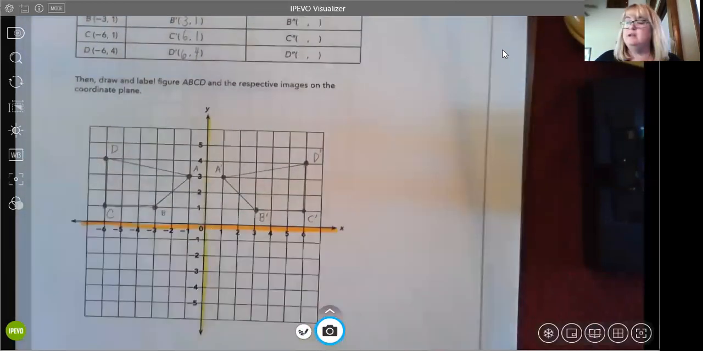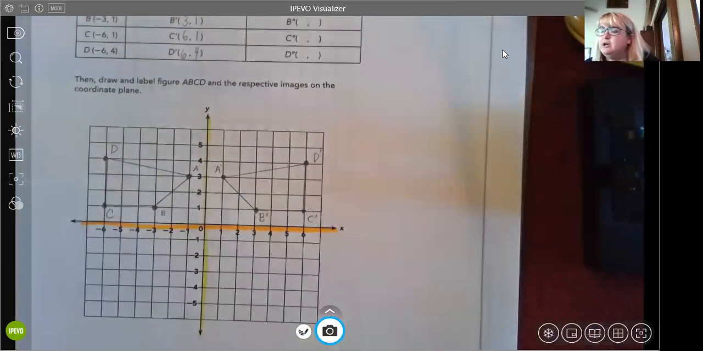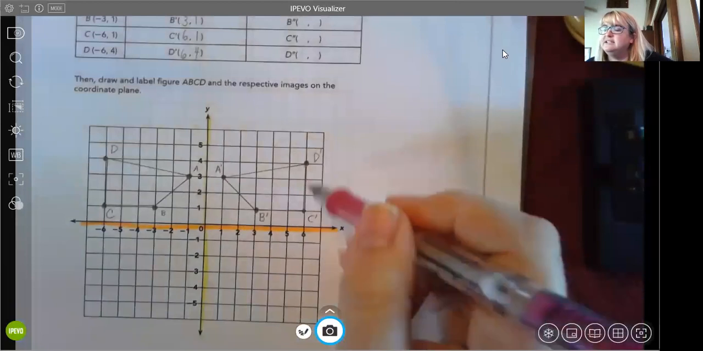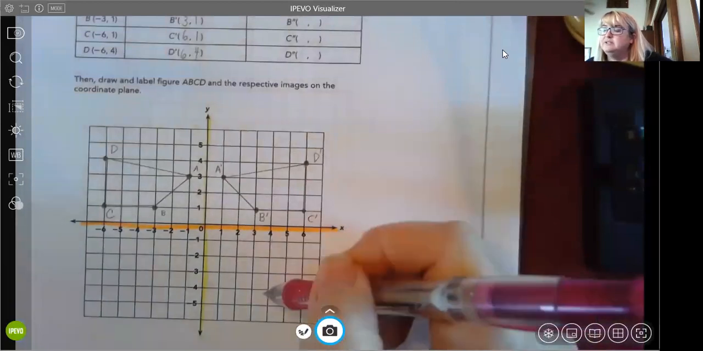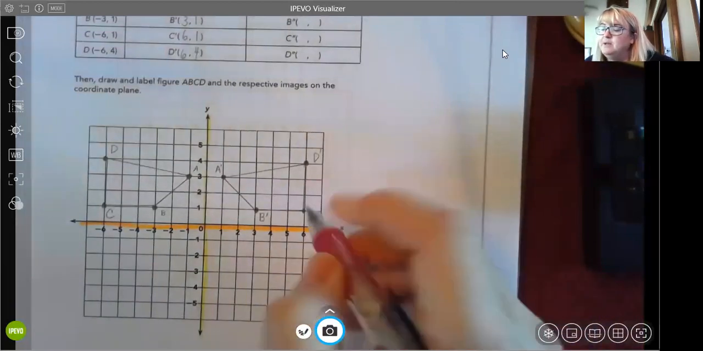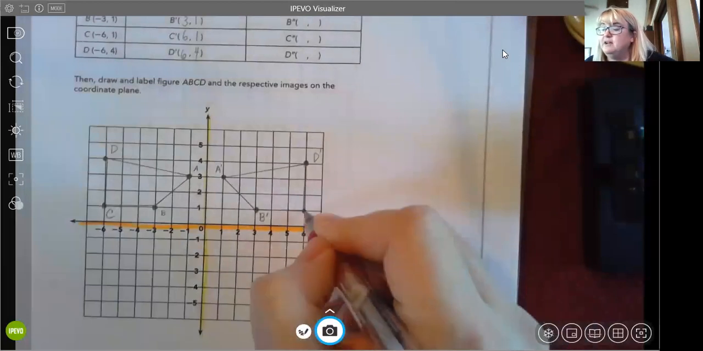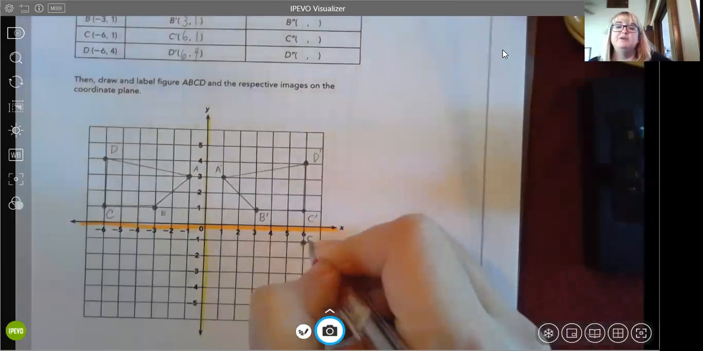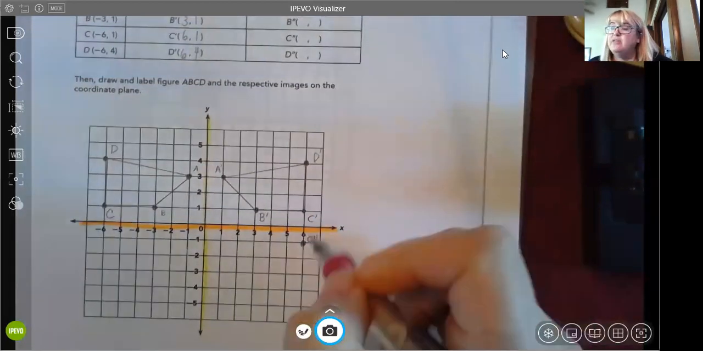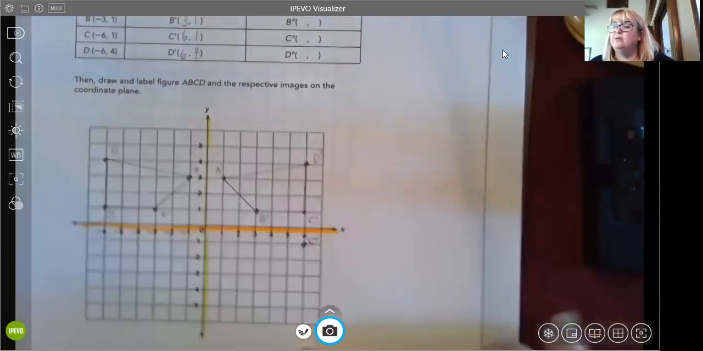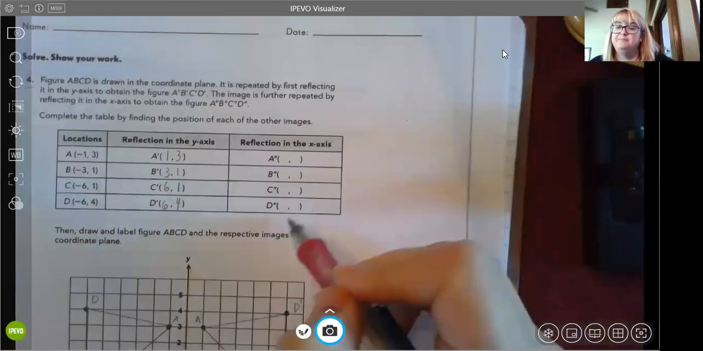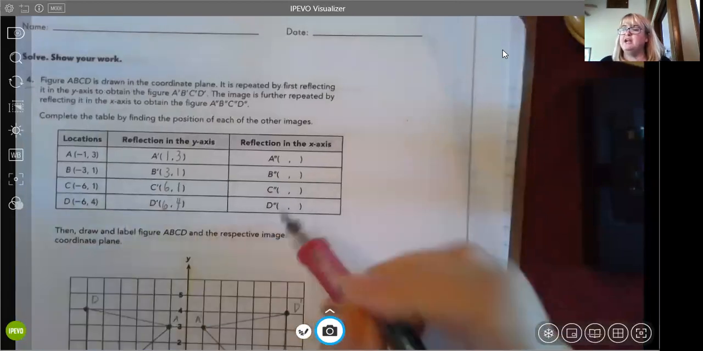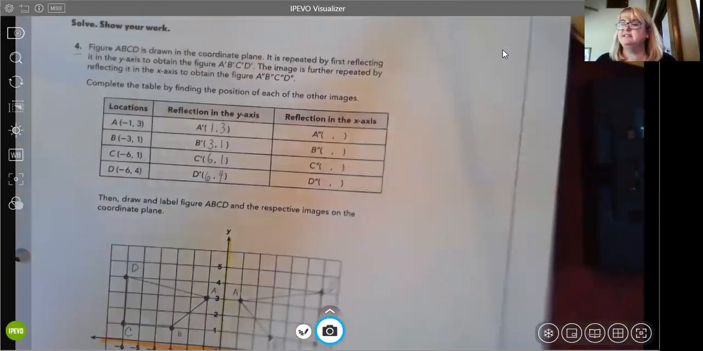So I'll get you started, but you need to finish. So we are going to reflect this down here. C single prime is 1 above, C double prime would be 1 below. So you're going to do the same thing for all the others and then write what the points are, okay? All right, so that is number 6. I got you started in number 6.